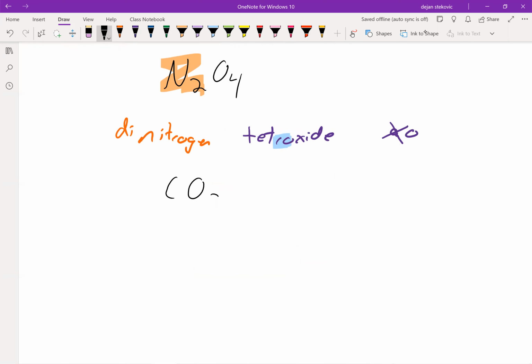Another example, CO2. Here we have our first element. Since it's the first one and there's only one of them, we drop the mono. We don't include mono here. So this is just carbon. And then there's 2 oxygens. So that's dioxide, carbon dioxide.